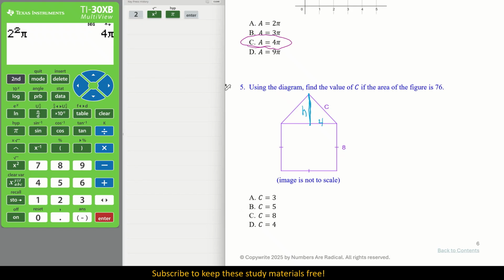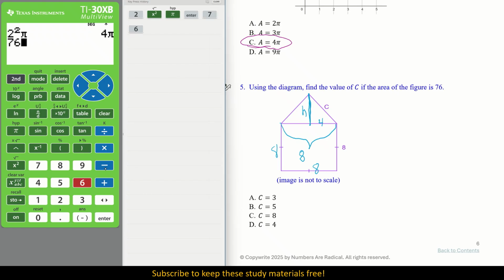And we know that this area here, okay, we also know that because of these little marks, each of the sides is 8. So that means that that triangle has a base of 8. And we know the entire area of the square is 8 times 8 is 64. So this is what we need. We need the area of the triangle. Okay, so 76 minus 8 times 8, 8 squared, gives me 12. So the area of the triangle is 12 units.